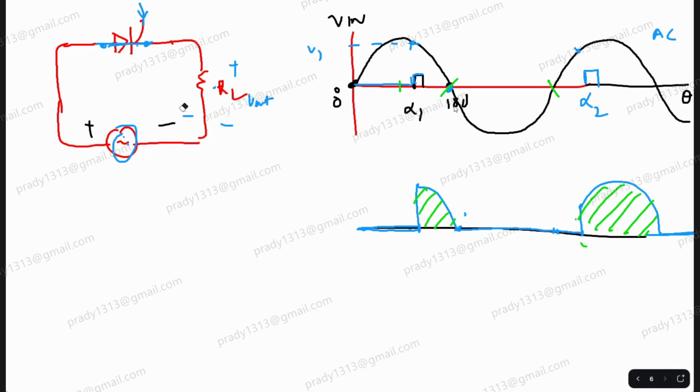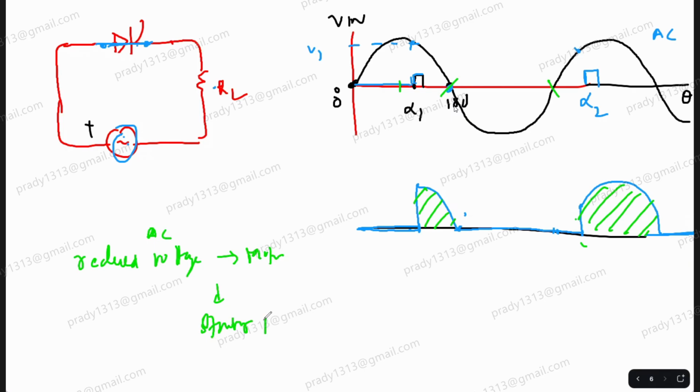Now, SCR soft starter. Let's discuss the soft starter. A soft starter means we want to use an SCR to design a starter which can give reduced voltage to the AC motor during the starting period. What is the starting period defined as? The time taken by the motor to reach 80 to 85% speed. How much is this approximately? 5 seconds.